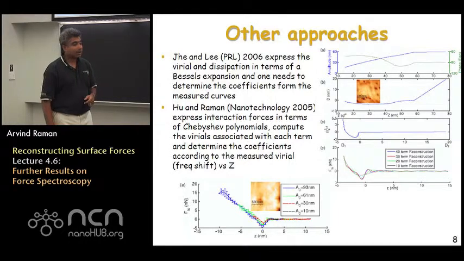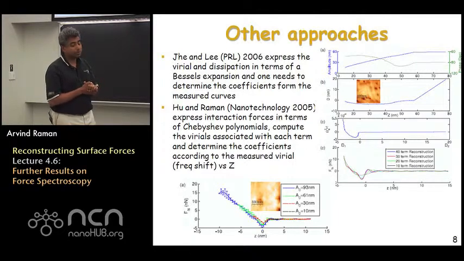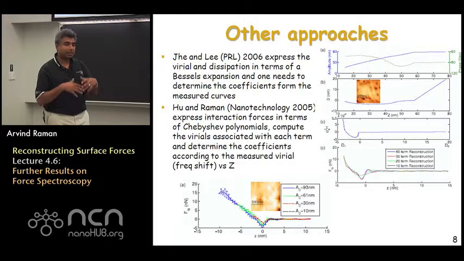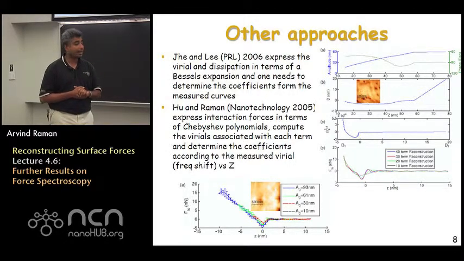There are other approaches that try to circumvent some of the challenges that I just described. The first was developed by Jane Lee, who basically took the expressions for the virial and dissipation, and what they effectively did was write down the virial and dissipation in terms of Bessel's functions or expansions using Bessel's basis functions, whose coefficients would then need to be backed out from the measured data. They demonstrated a theoretical approach for doing so, and demonstrated that in principle, as you increase the number of terms, you can actually back out the answers pretty well.